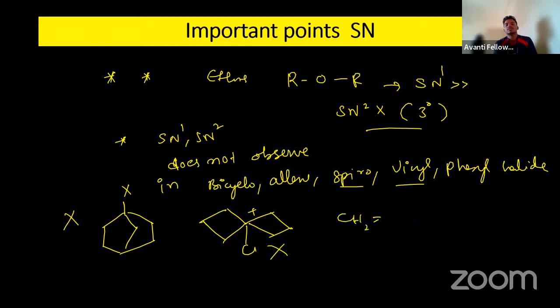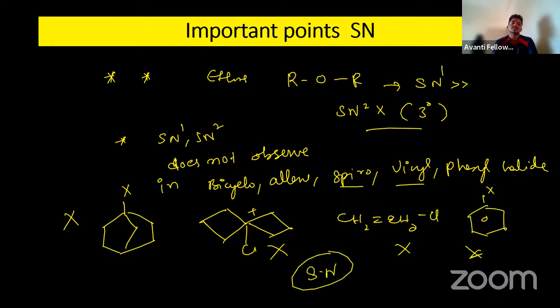CH2 double bond, CH2 Cl. So vinyl is also not going to give the substitution reaction. Phenyl, what is phenyl? If the benzene is directly attached to the chlorine, this is also not going to give the substitution reaction. So why are they not going to give? Because they don't have that much ability to undergo the substitution reaction.